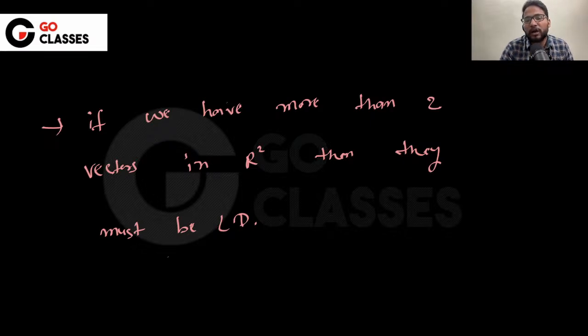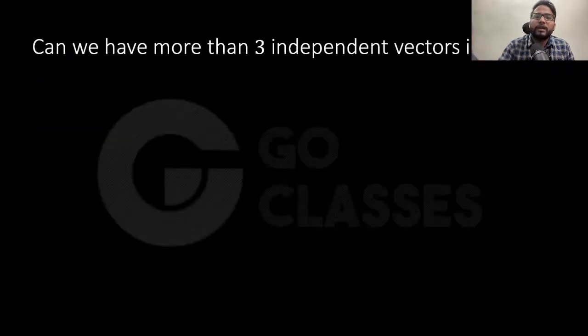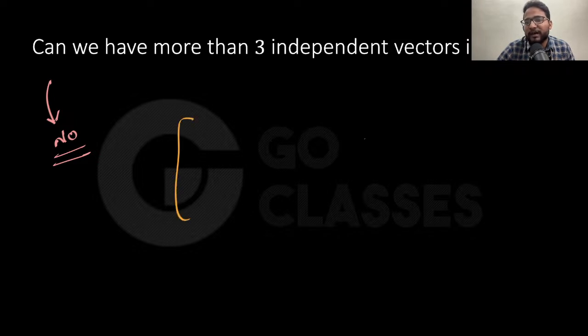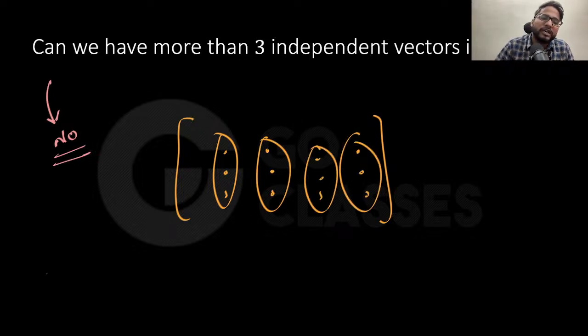So let me just go to R3. Can we have more than 3 linearly independent vectors in R3? The answer is no. Why is the answer no? Don't worry about it for now. If you can relate it with the rank, then you can. See, this is R3, right? This vector is in R3, this vector in R3. Let's put 4 vectors. Can you have 4 linearly independent vectors in R3? No, because the rank can be at most 3, right? So that's why you cannot have. But let's not worry about the rank and all for now.